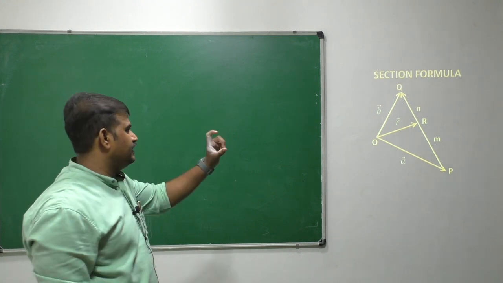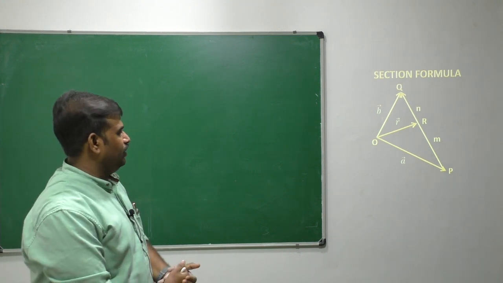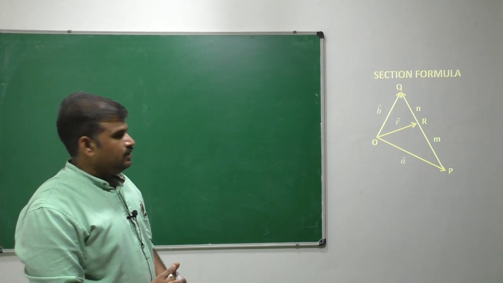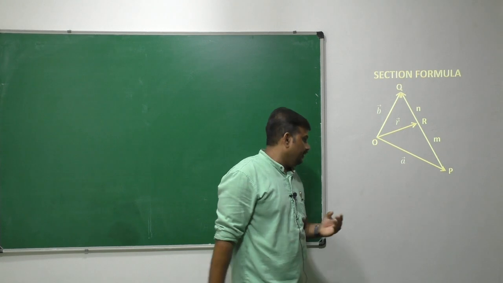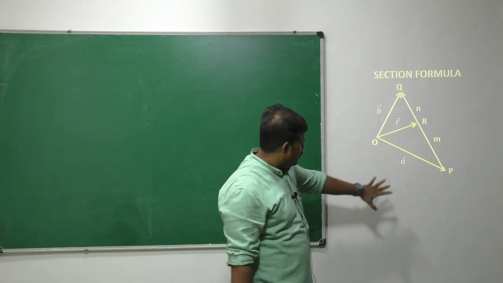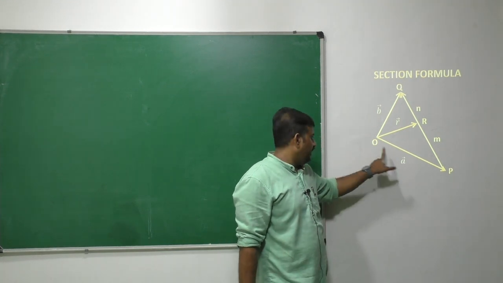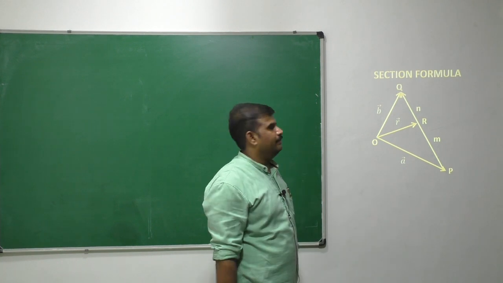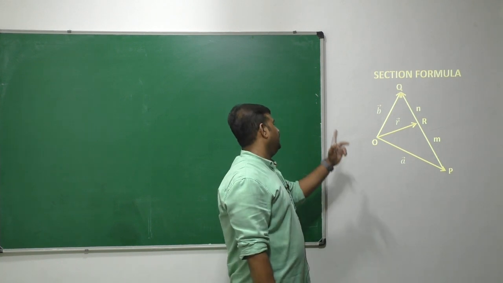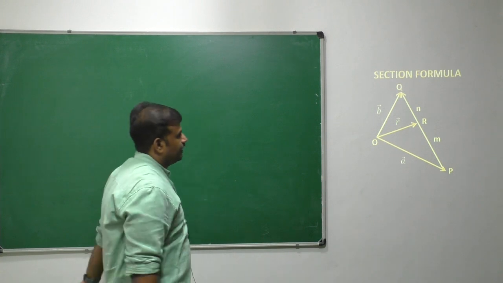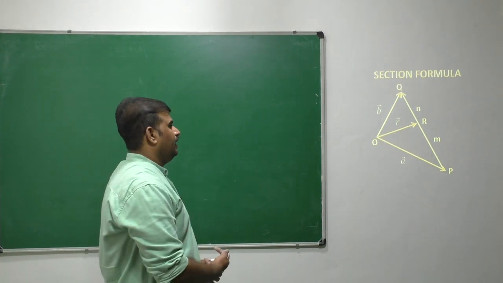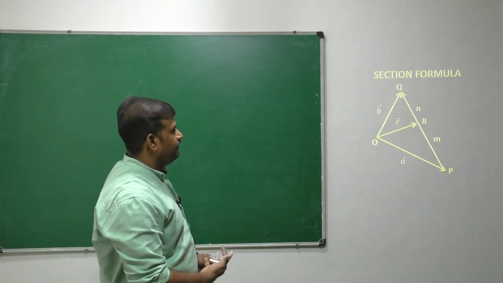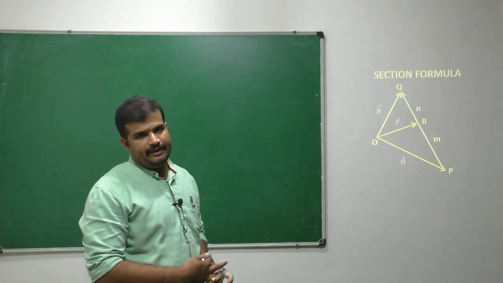If R is exactly the midpoint, then what about R? Clearly, in the figure I have taken some terms. Let me explain those terms. The position vector of OP I have taken as vector A. The position vector of OQ I have taken as vector B, and the position vector of R I have taken as vector R, and this R divides PQ in the ratio m:n.